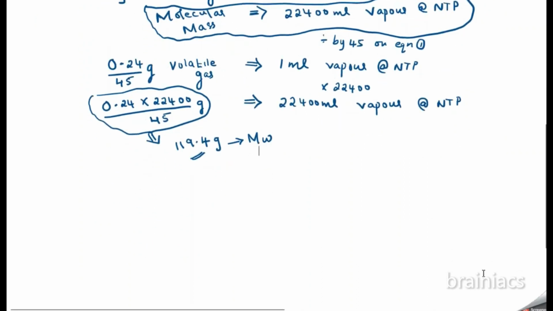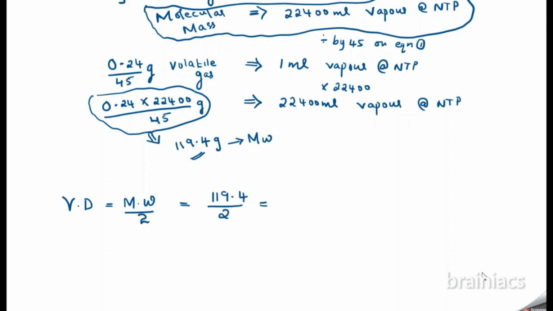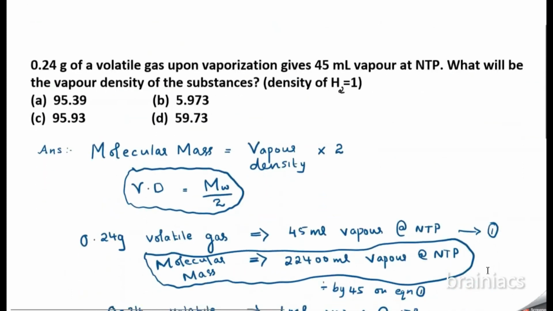How will you find the vapor density? We know that vapor density is equal to molecular weight divided by 2. So 119.4 divided by 2 is around 59.7. So this will be my vapor density. If you see the options, option D corresponds to that, very much correct. So option D is my correct answer. I hope you have understood the explanation, and if you have any doubt, please feel free to get back.